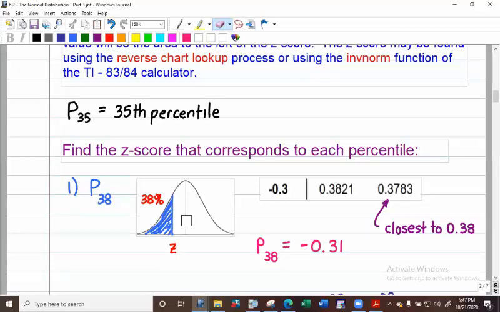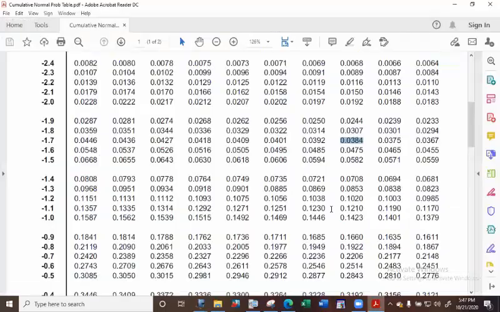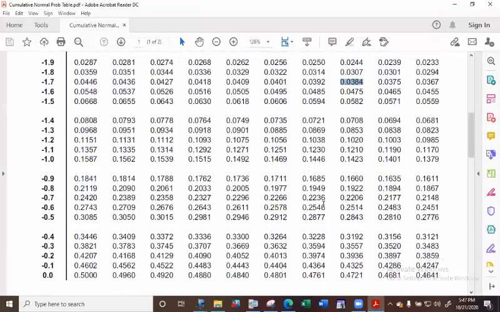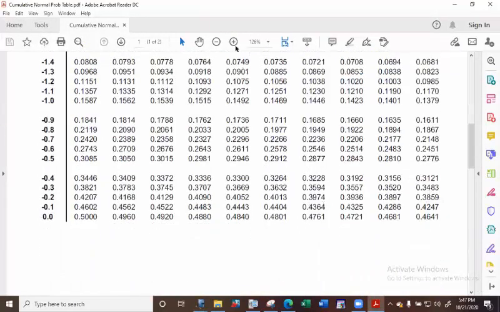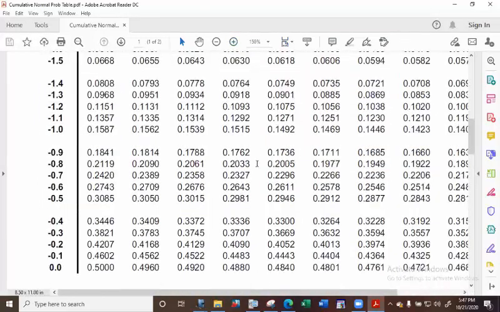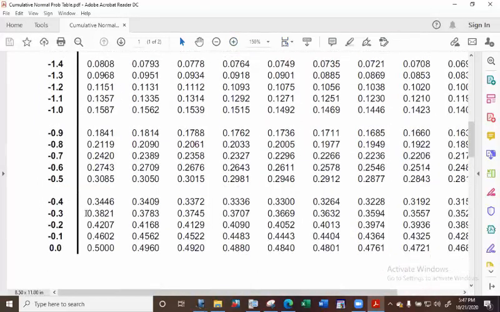So how do we find the z-score that corresponds to each percentile? If you're using a chart, you do that reverse table lookup process. For 38%, the area is going to be 0.38 to the left. Watch what happens when I go in here to the chart. I'm looking for 0.38. Uh-oh. I cannot find 0.38 exactly. You're going to have values that aren't going to be on there.